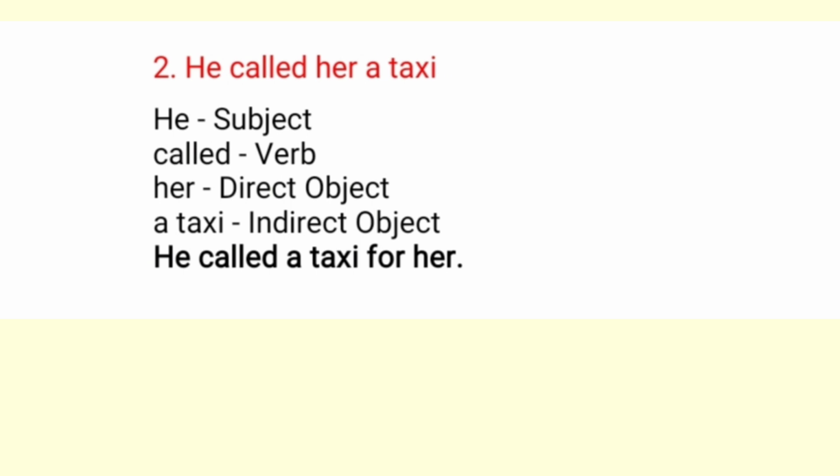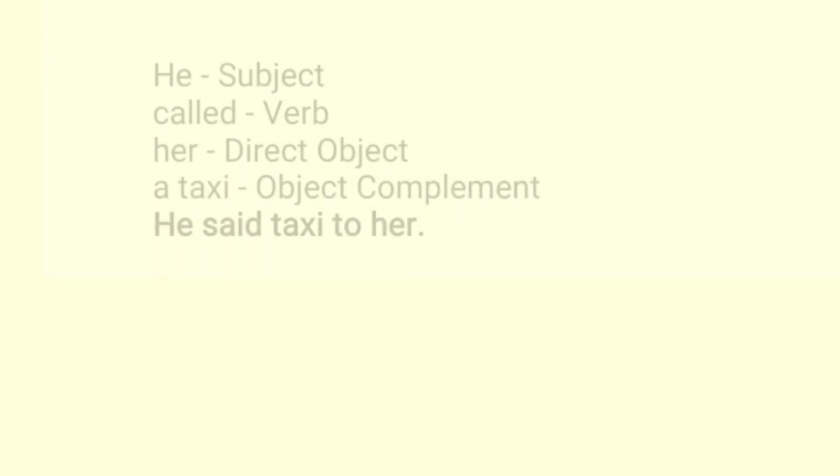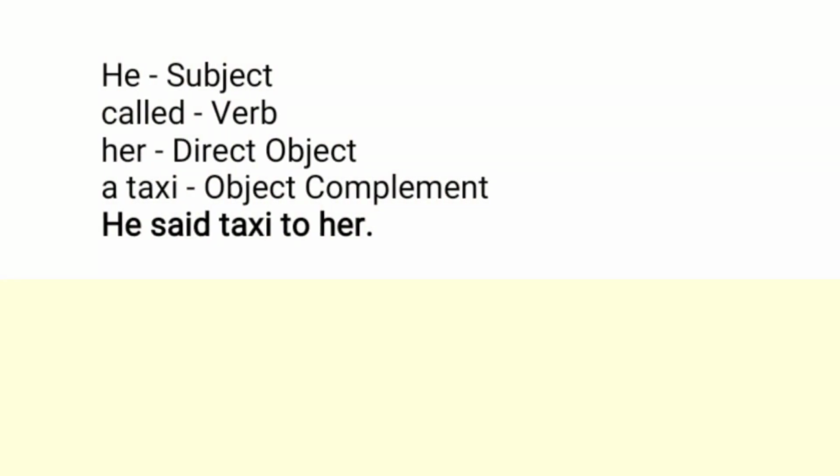But it also communicates another structure with another meaning. For example, here in the second meaning, we have he as the subject, called as the verb, her as the direct object, and a taxi as the object complement. So, the meaning of this structure becomes he said taxi to her. So, obviously, two meanings of this sentence are he called a taxi for her and he said taxi to her.